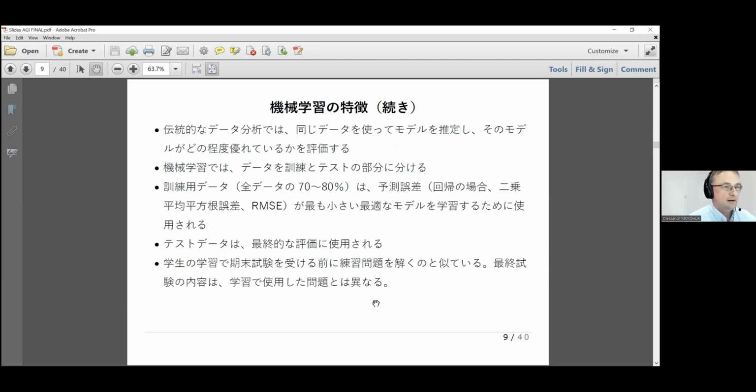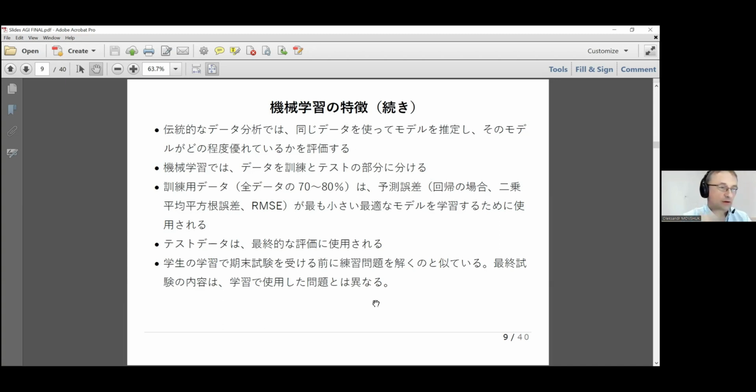Okay, let me also continue to explain another feature of machine learning. When we analyze data in the traditional way, we use data both for estimation and for evaluation. We just run regression on the whole data set, and we are happy with this. In machine learning, data is partitioned into training and testing data sets. The usual training data set is about 70–80% of the data. And we use this training data set to find the best model with the smallest prediction residual, or root mean squared error.